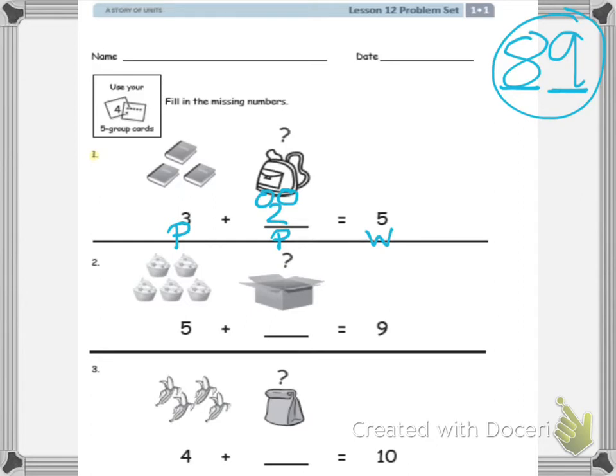So there's 5. 1, 2, 3, 4, 5. Count on until you get to 9. So 5, 6, 7, 8, 9. So how many did I have to add? 4. 1, 2, 3, 4.